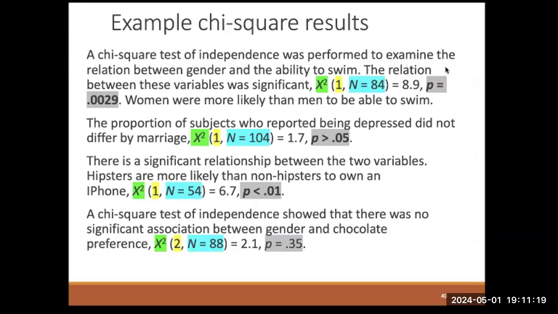So in the first example, they gave the actual value. In the second one, they just gave a general greater than 0.05, which tells you it's not significant. In the third one, they just gave a general, it's less than 0.01, which means it's significant. And then in the fourth one, p equals 0.35, not significant.